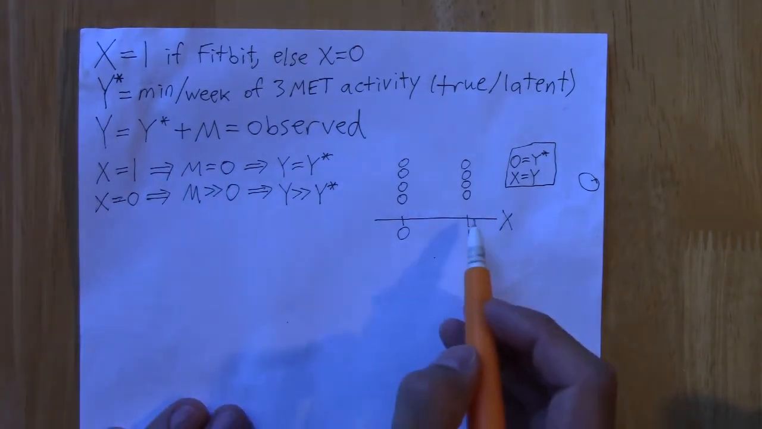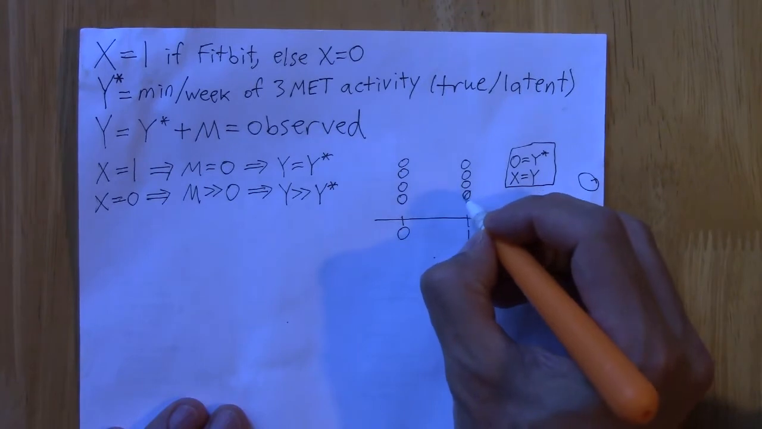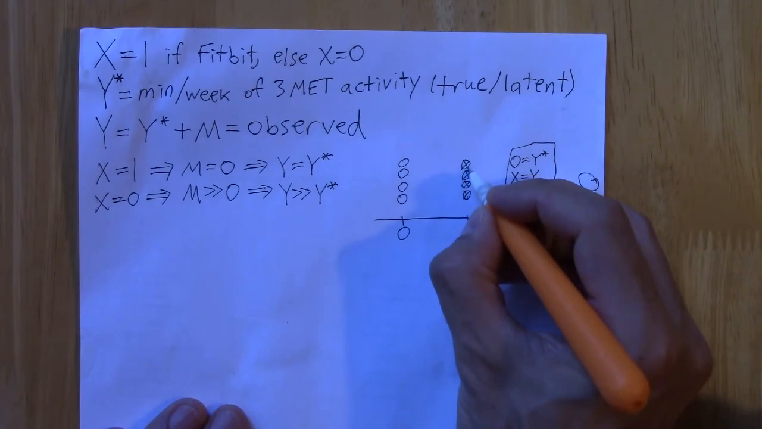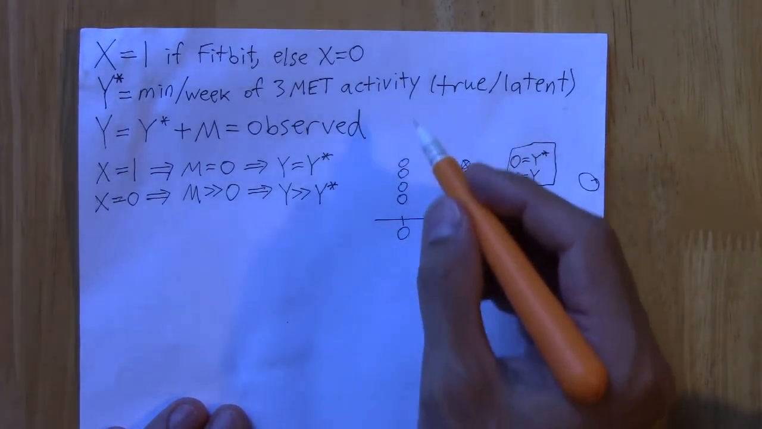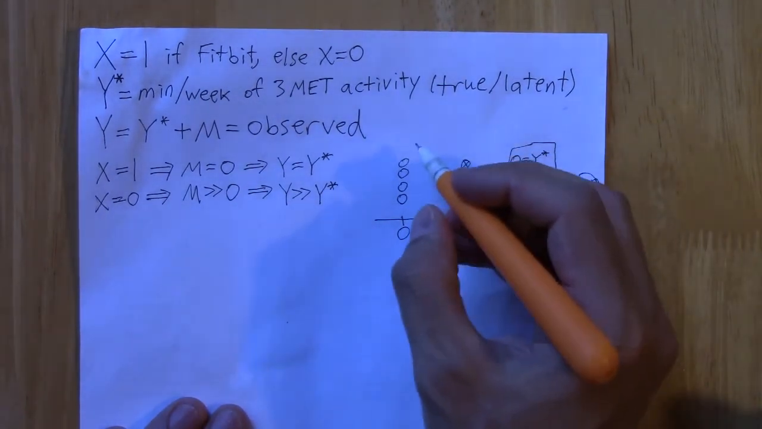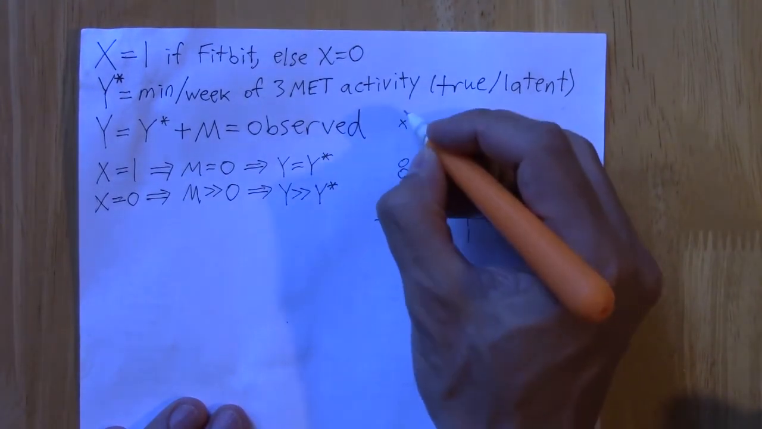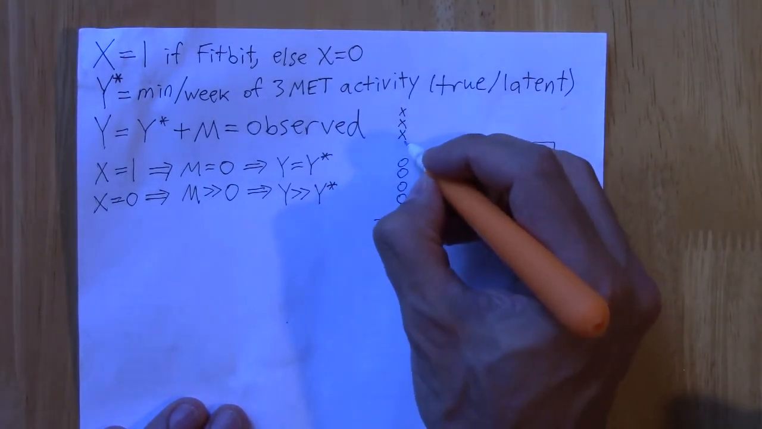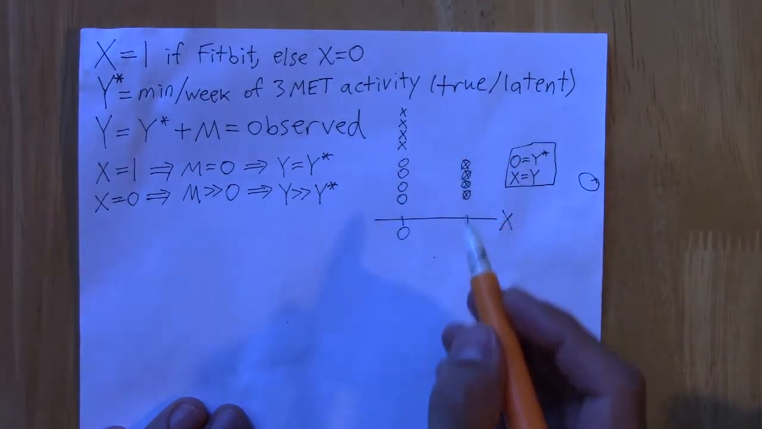So for the Fitbit users, there's no measurement error. We observe the true value, so we observe that. But for the non-Fitbit users, they're reporting these huge numbers that are much larger than what they actually got. And so maybe this person, we see something up here, and this person, we see something up here. This person reports something up here. This person reports something up here. So we see much larger values.